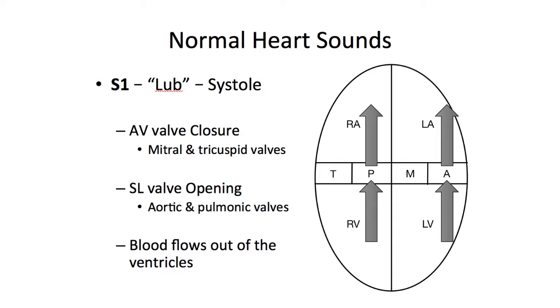A good way to remember how to categorize these is to remember that the atrioventricular valves communicate between the atria and ventricles. Remembering this will allow you to recall that the semilunar valves lead out of the heart. In summary, during S1, the semilunar valves open. Blood is flowing out of the right heart into the pulmonary circulation and out of the left heart into the systemic circulation.